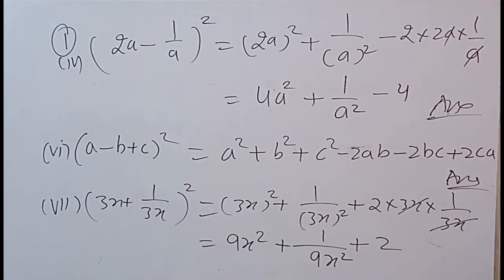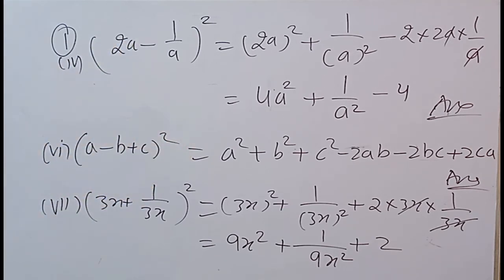So a minus b plus c will give a square plus b square plus c square minus 2ab, as b is in power 1. So minus 2ab, minus 2bc, as b is in power 1, so the sign of 2bc will be negative, and plus 2ca, here there is no b, so the sign will be plus, so plus 2ca. The answer is a square plus b square plus c square minus 2ab minus 2bc plus 2ca.